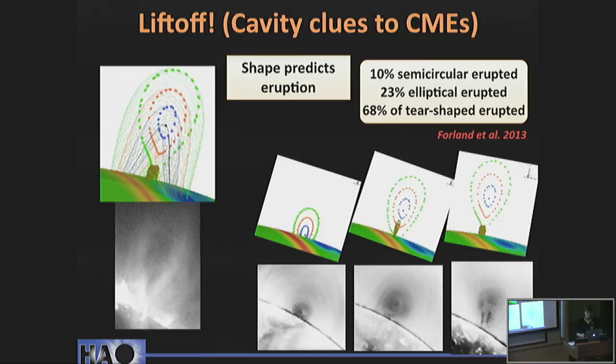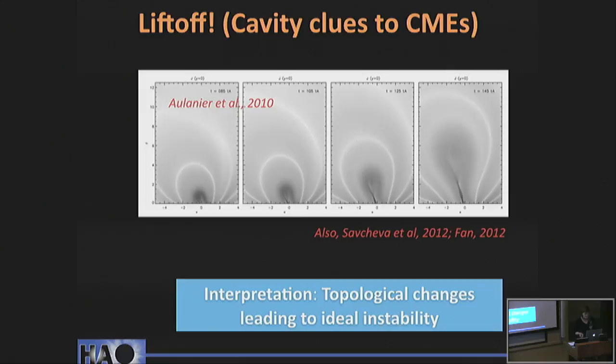It's gotten to the point that if I see a teardrop-shaped cavity, I will, in fact, predict that it's going to erupt within about 24 or 48 hours. It's a good predictor. So why is that? Well, again, going back to the magnetic flux rope, we can come up with some reasons. In models of magnetic flux ropes, you have magnetic fields winding around an axis, and it's a stable equilibrium. It's bound to force balance.